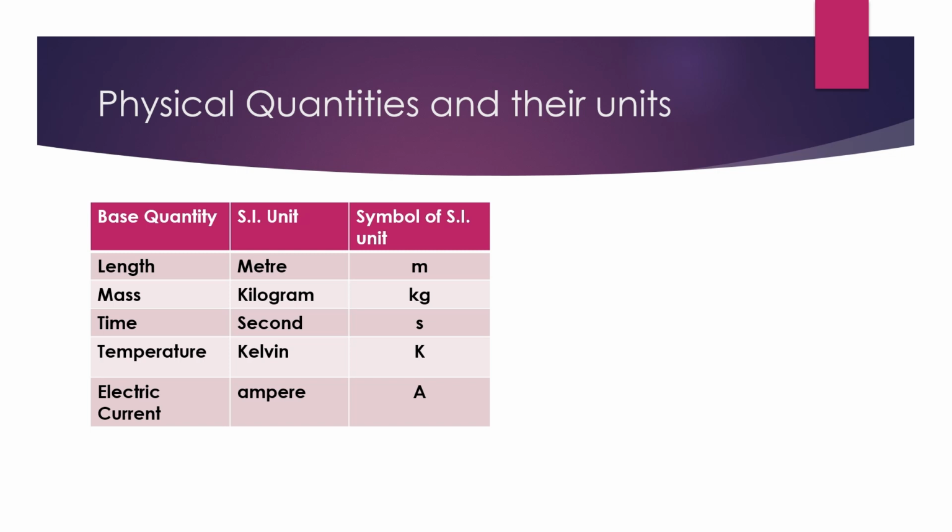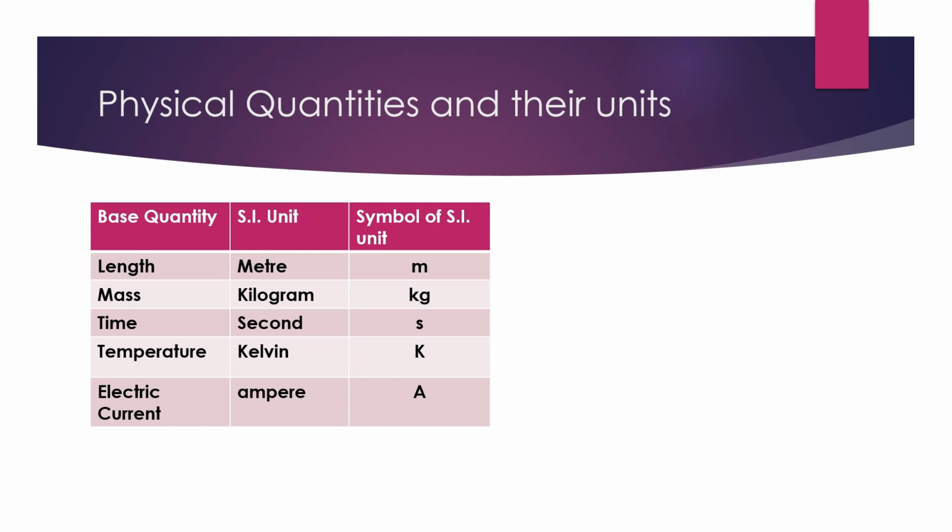Let's start with physical quantities and their units. In total, we have 5 base quantities, which are length, mass, time, temperature and electric current. Each of these base quantities has its own SI unit. An SI unit is a standard unit that is used worldwide. So each base quantity has only one SI unit.